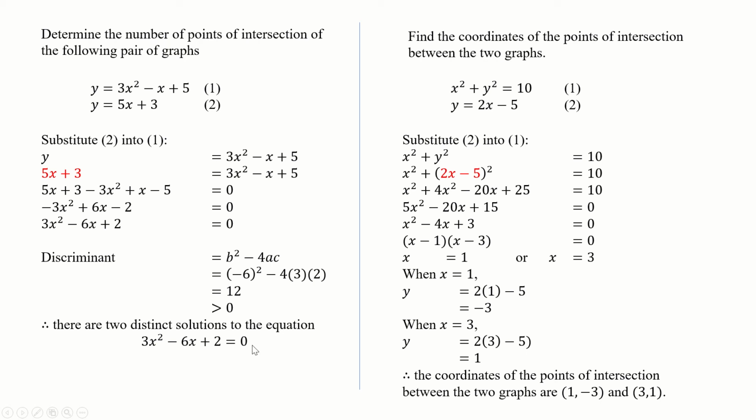So here we can conclude that the graphs intersect at 2 points, because we know that there are two solutions. We don't actually care what the two solutions are, we just need to know that there are two solutions, and hence the graphs intersect at 2 points. And then we are done.